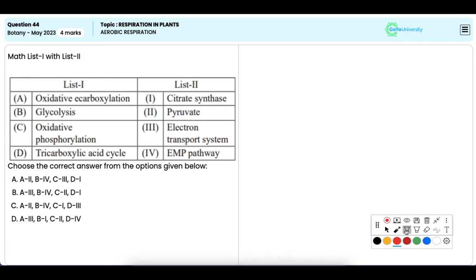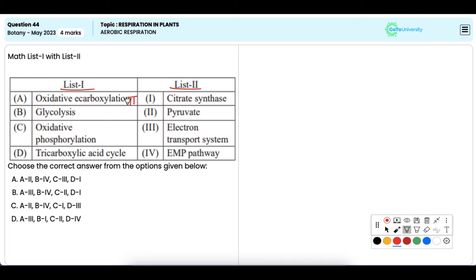In this question, you have to match the components given in list 1 to that in list 2. The enzyme pyruvate dehydrogenase oxidatively decarboxylates pyruvate inside the mitochondrial matrix. Hence, A matches with 2.